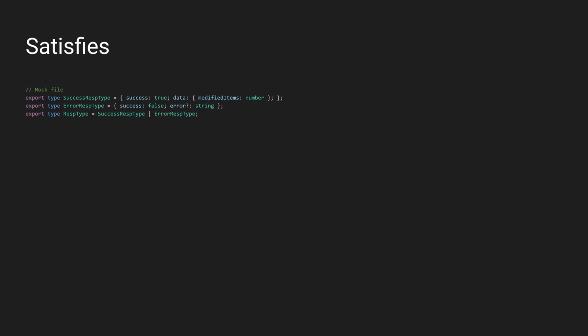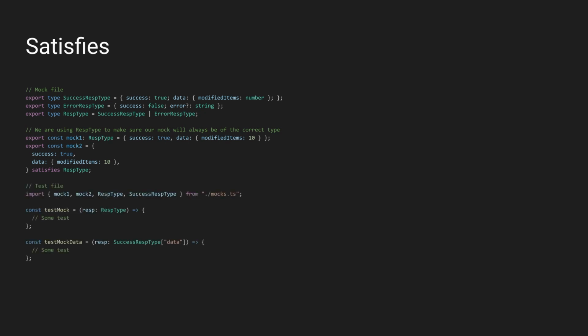I created an external file containing 2 mocks of resp type. One of them I will mark using standard type definition. For the second, I'm using the satisfies keyword. Both of the mocks will be checked to match the expected type. In the second file, I'm importing resp type and both mocks. I'm writing 2 functions that are simulating some unit tests.